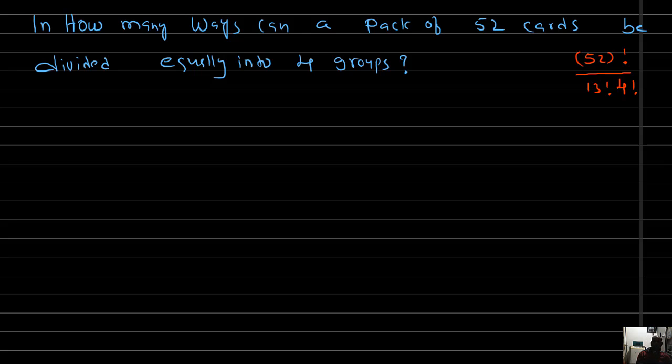Okay students, through one example I want to complete this concept. In how many ways can a pack of 52 cards be divided equally into 4 groups, just groups, equally into 4 groups? You can solve the problem in 2 ways. First method: 52 elements, you want to make 4 groups of equal elements. 52 by 4, that is 13. So you want to make groups of 13.